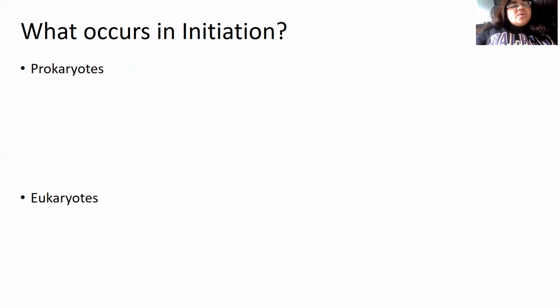Now we have 3 stages in translation: initiation, elongation, and termination. So what actually occurs in initiation? In initiation, this is where the main difference between prokaryotes and eukaryotes comes in.